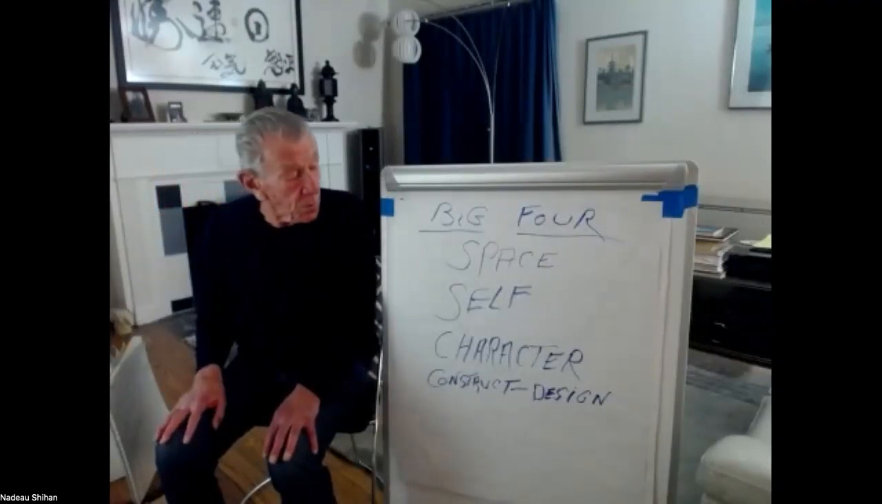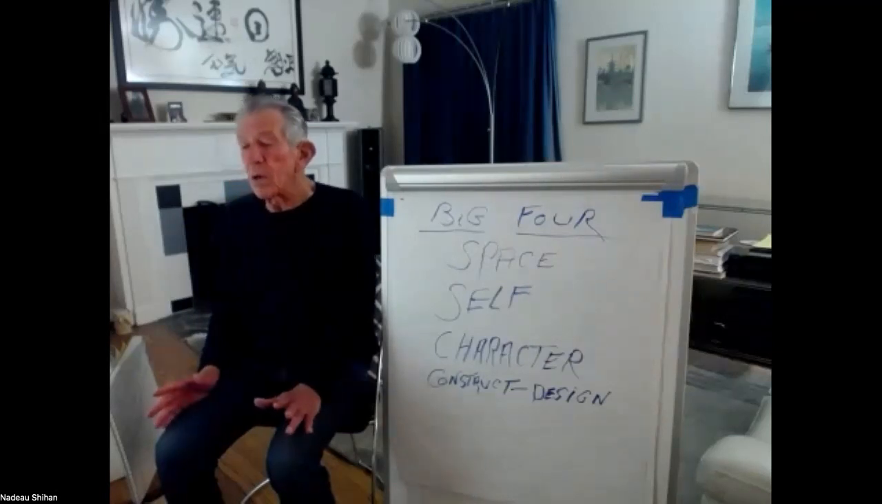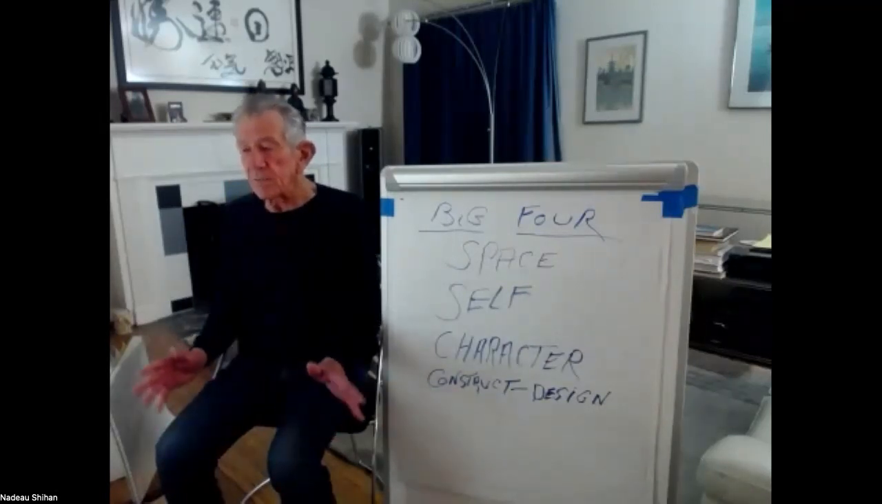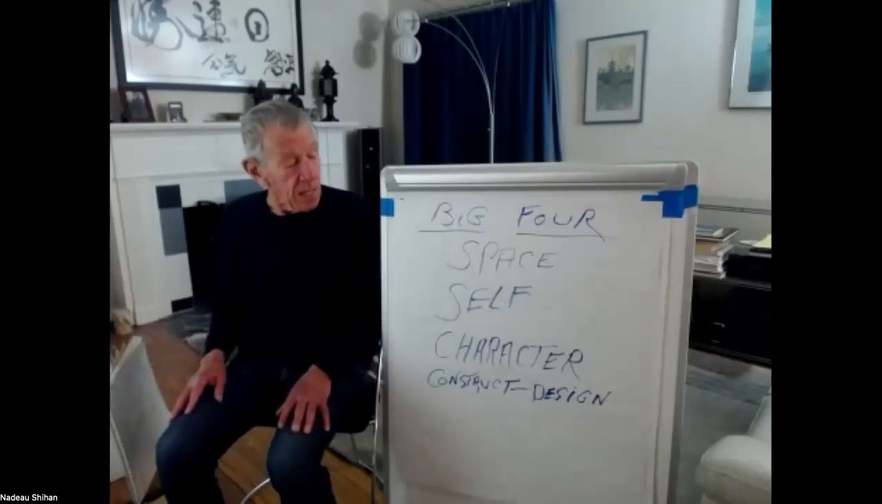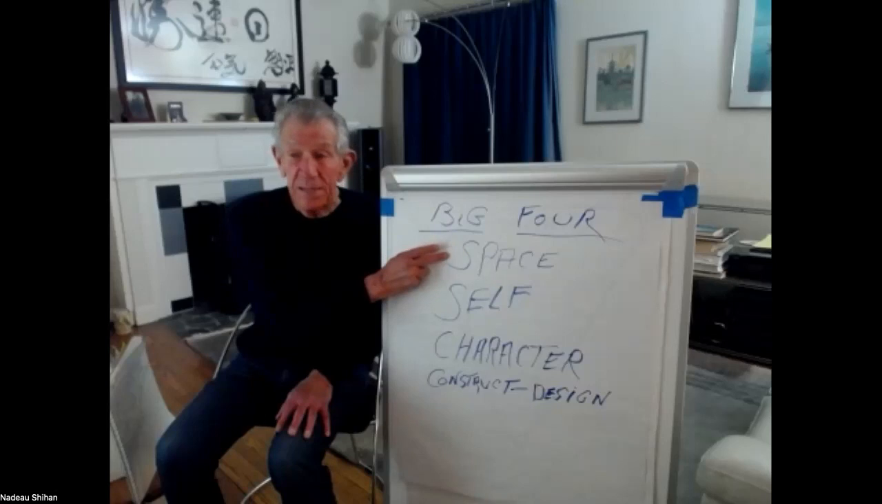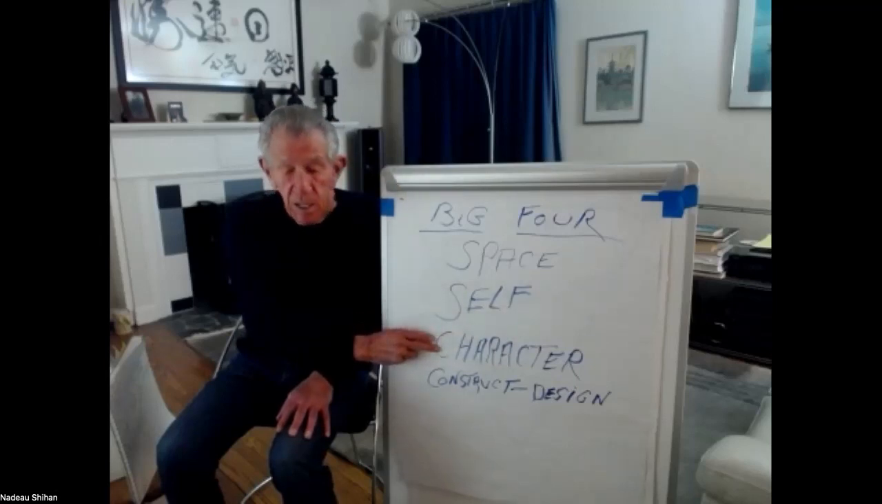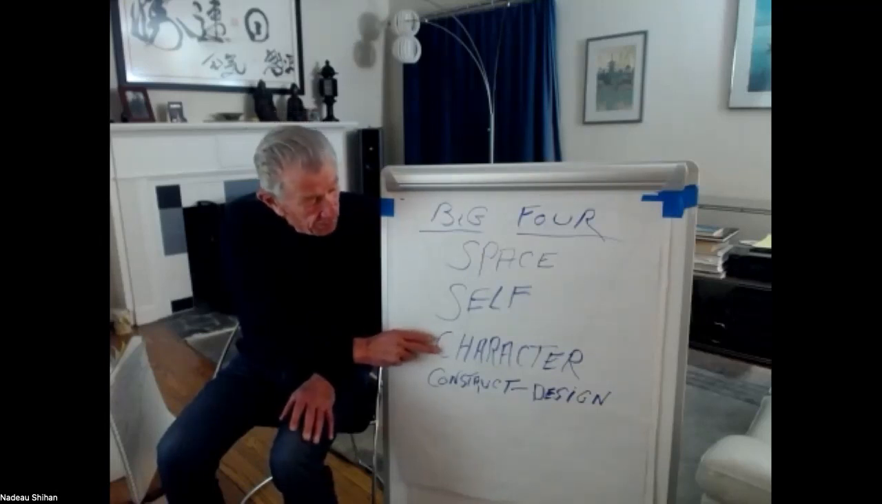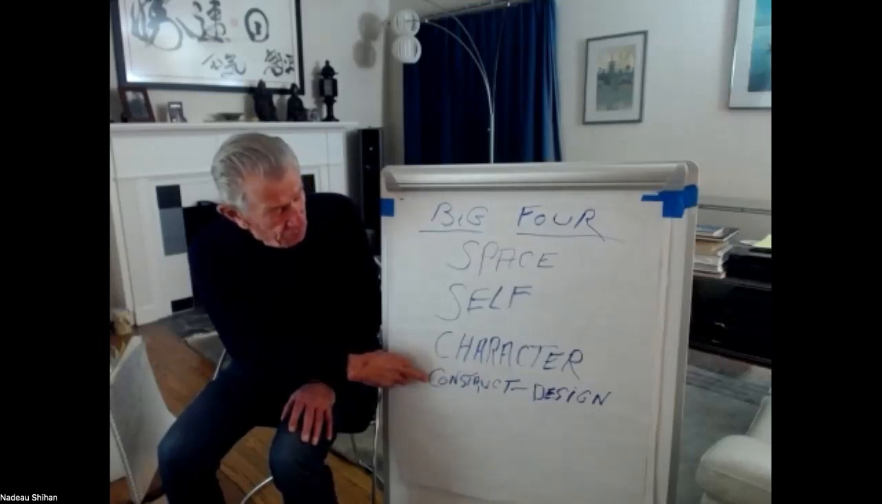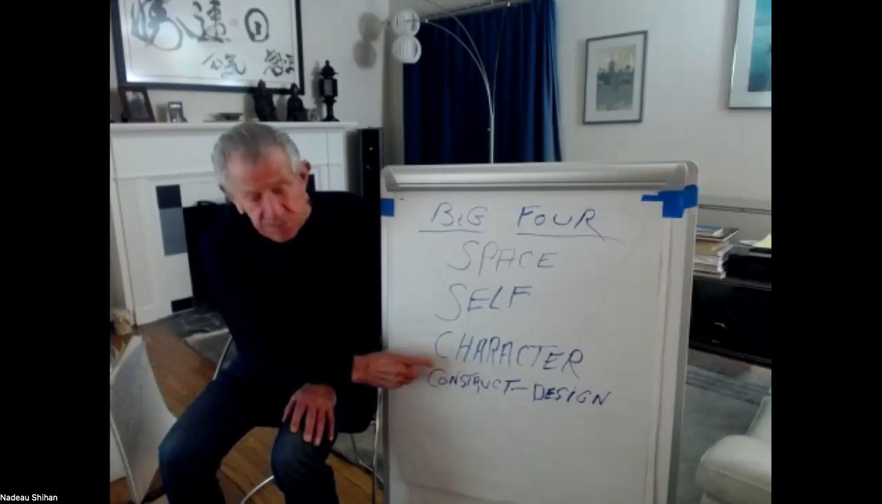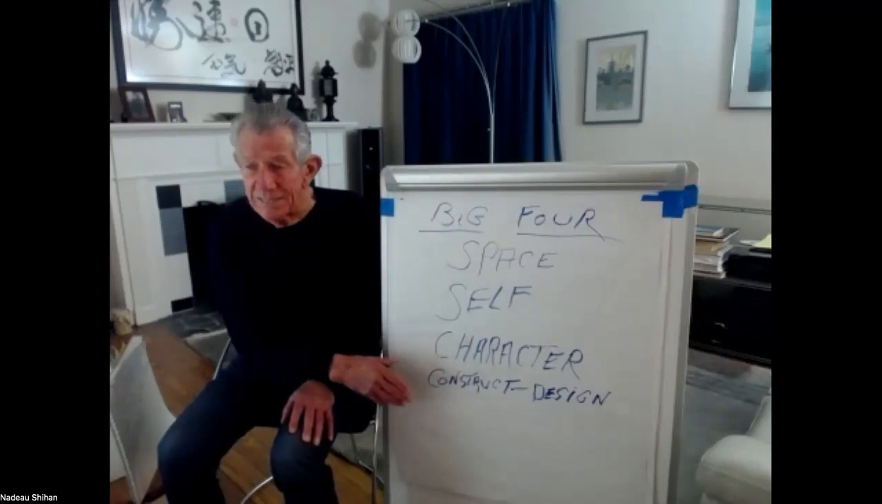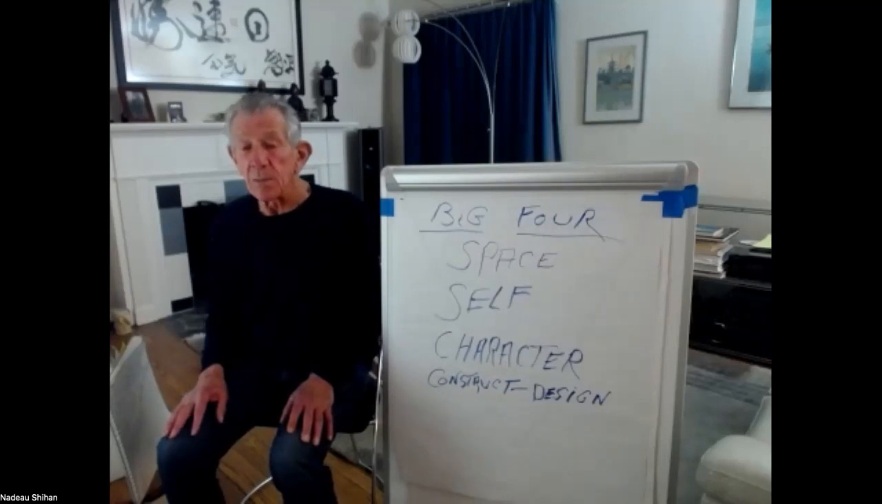So the big four represent four main pieces of creation, could we say it that way? The space itself, the self that's present, the character that is present, even finer and finer and finer, more original. I used the word construct for a while. Design is also a very good word here. The design of creation. Okay, the big four.